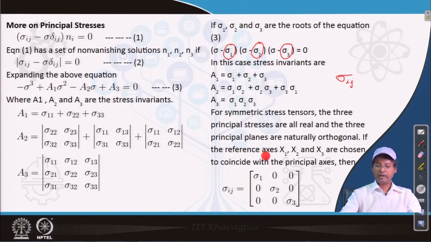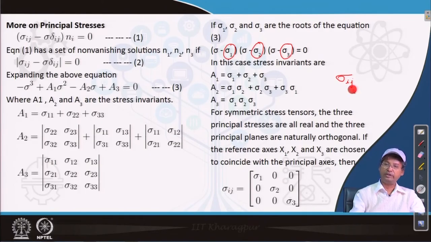If the reference axes x 1, x 2 and x 3 are chosen to coincide with the principal axes, this is interesting. I said this is the first coordinate system x for sigma ij. Now, if this ij coordinate system is coinciding with the principal coordinate system, then there is no shear stress. That is why these components are 0. That is what is chosen, that coincides with the principal axis, then sigma ij is equal to this.